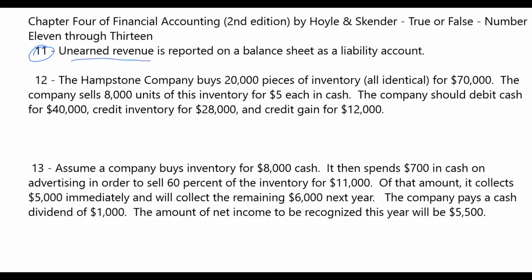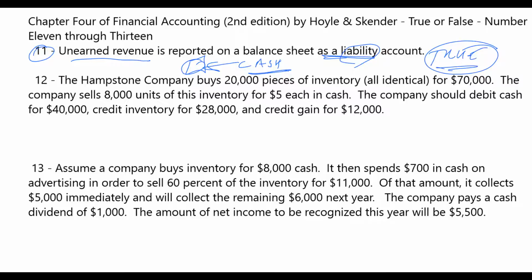In number 11, an unearned revenue, which is discussed in chapter 4, is reported as a liability. That is true. An unearned revenue means that a company has received cash from a customer, but has not yet done the work. So therefore, because the cash has been received for the work, but it has not been done, then the company either owes the customer that work or it owes the money back. So an unearned revenue means that you've received the money, but you have not yet done the work. That is a liability. That is true.